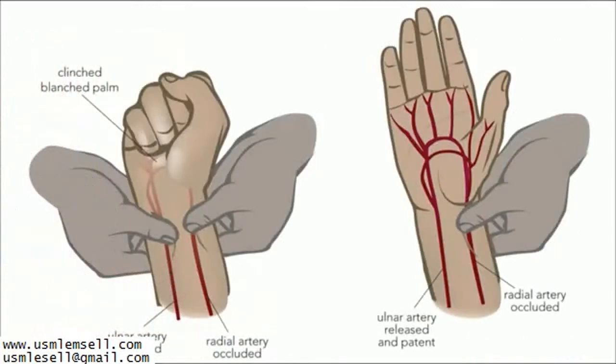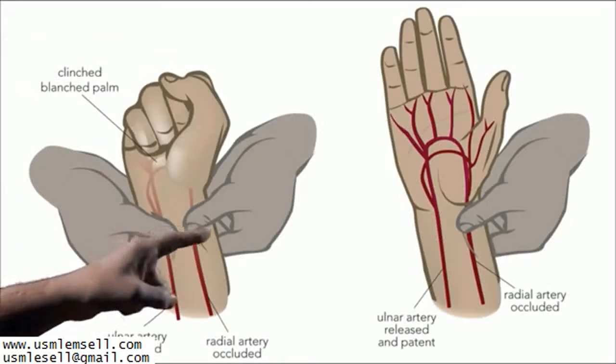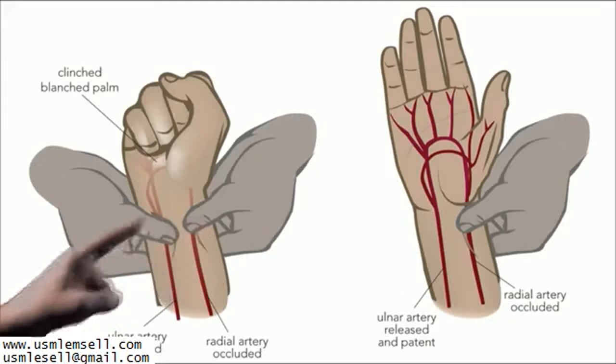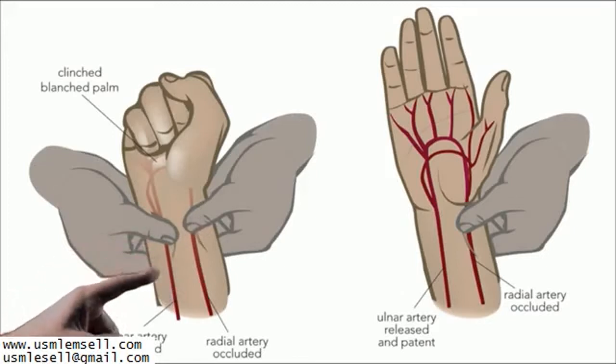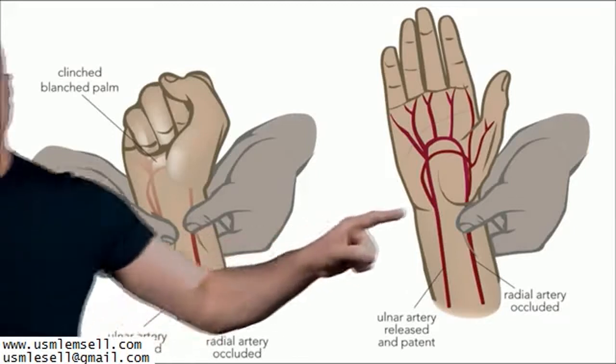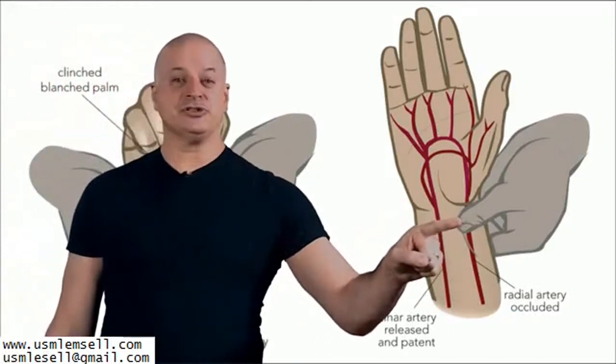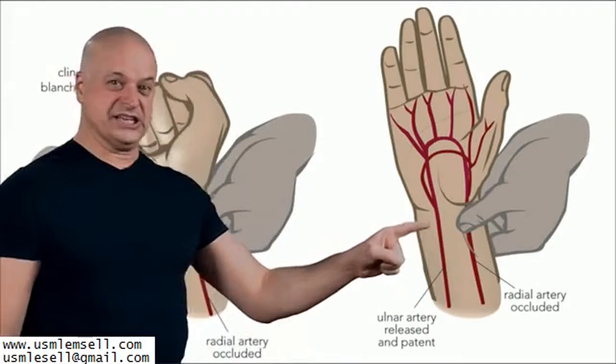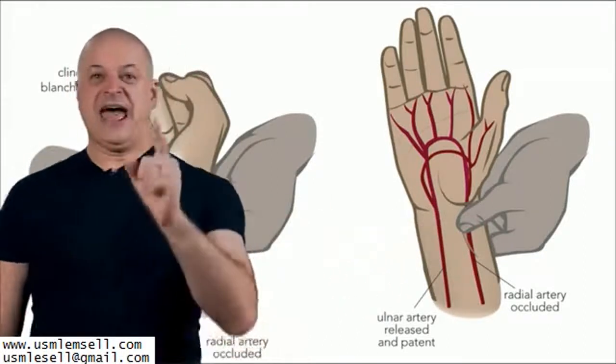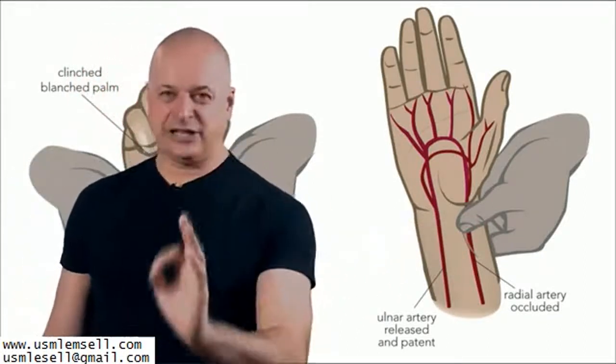What we see here is a picture of the Allen test. On the left-hand side of the picture, we're occluding both the radial and the ulnar, occluding both of them. And then what we're doing is we're going to release one side and see, does the hand stay perfused by just releasing the ulnar artery. That's how you test vascular flow.